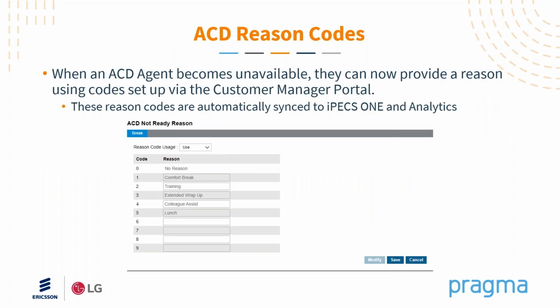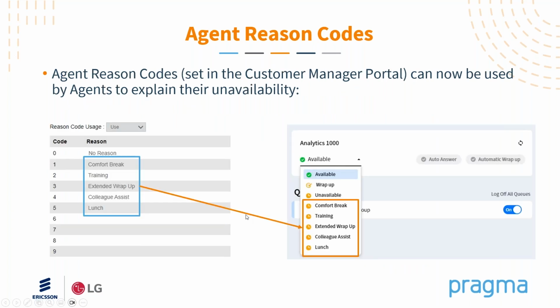Reason codes. So we can now program ACD reason codes within the Customer Manager portal. So an additional menu, ACD not ready reason. So you can come in here, add up to 10 reason codes, and they will then display, if I share my next slide. So whenever you've got programmed in the Customer Manager, any iPECS 1 user will be able to see them. So on the right, you've got the normal ACD iPECS 1 client screen, and then previously you only had available, wrap up, unavailable, and now we've got any additional ones that are programmed in the Customer Manager portal, so they're fully customizable, enter whatever you like, and they'll appear in any iPECS 1 ACD agents.